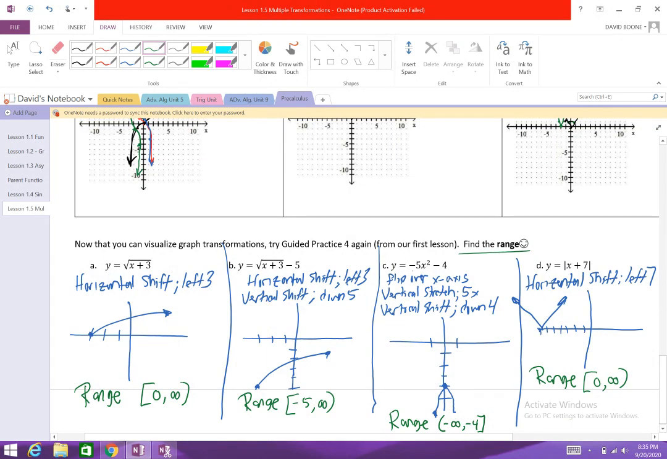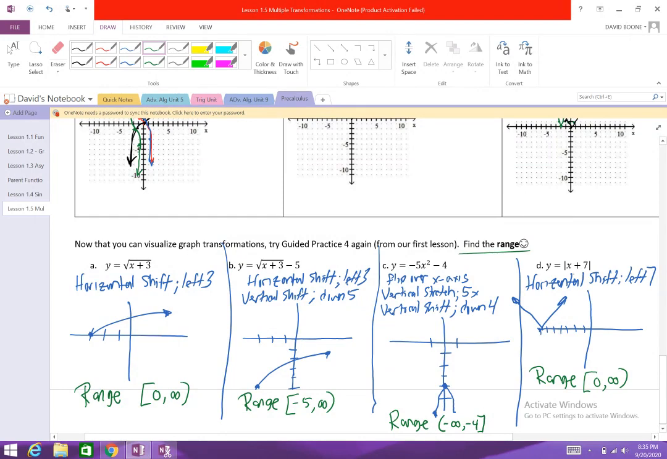This one's a parabola. If I start here, that's a negative out front, so that flips it over the x-axis. The 5 is not inside any parentheses with the x, it's out front of it. So that's a vertical stretch of 5 times. And again, this is not inside parentheses, so that's a vertical shift, down 4. So that's what the graph looks like there, and the range.